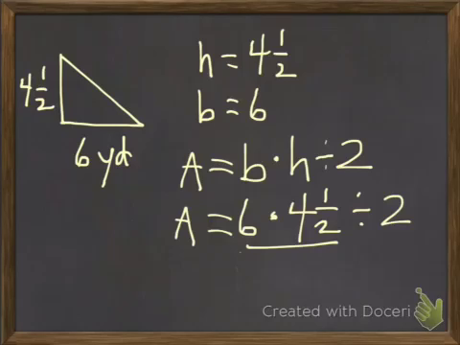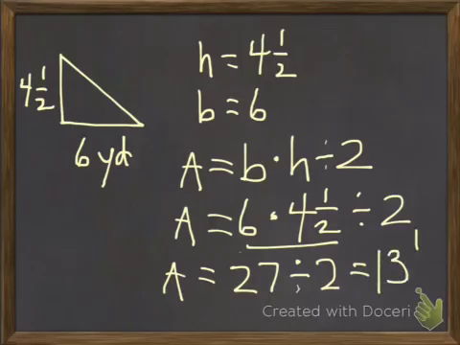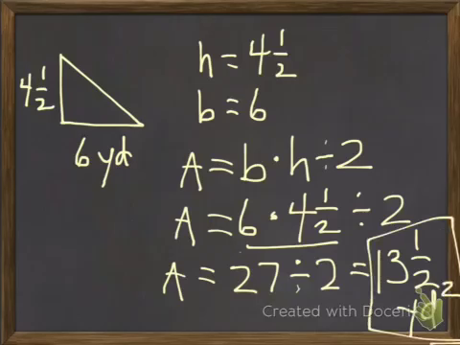So I got 27, so area equals 27 divided by 2. So I'm thinking half of 27, that's going to be 13 1/2 yards. Now it can't just be yards, it has to be yards squared. Okay, so that's my answer. So the area of this triangle, everything inside here, is 13 1/2 yards squared, or square yards.